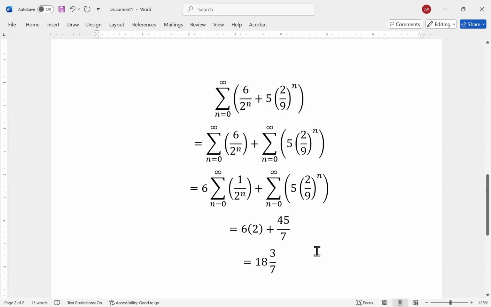So that's how we can use the sum rule, and that's how we can use the constant multiple rule. If I already know an infinite series converges, and that infinite series is just a constant times one I know, I'm good to go. If I'm adding up multiple terms and I know the infinite series of each term, then again, we're good to go.